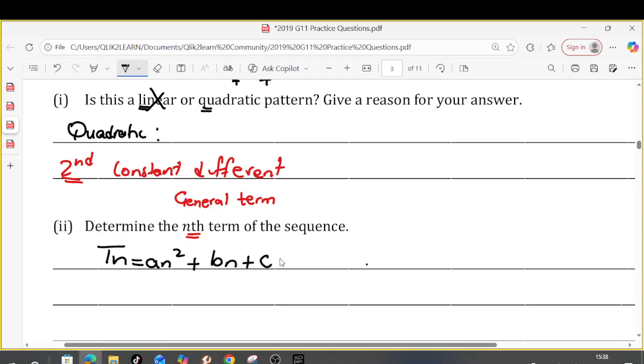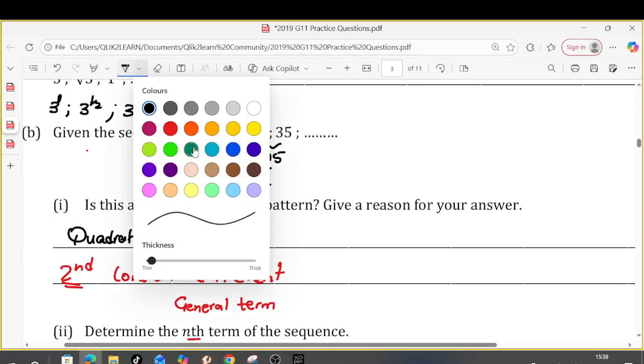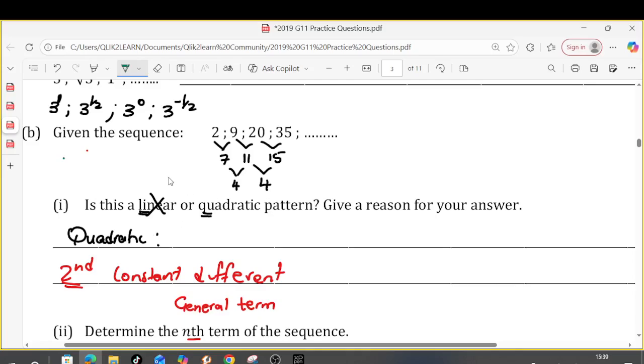That's the formula for quadratic. So we need the value of a. When you need to calculate the value of a, you say 2a is equal to the second difference. Then you take 3a plus b and equate it to the first term of the first difference. Then to find the value of c, you say a plus b plus c, and equate it to the first term of the sequence.